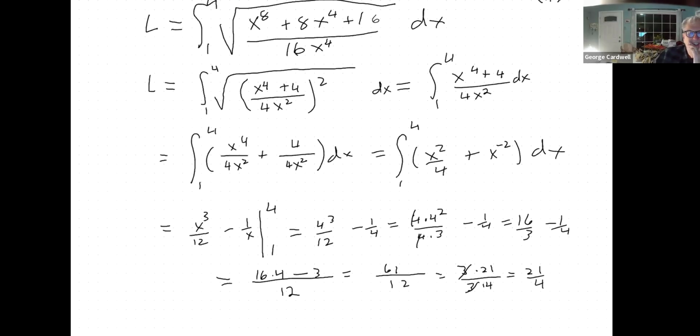Let's see here. I plugged in 4. And now we get, so the antiderivative is x cubed over 12 minus 1 over x, from 1 to 4. So I got that right. So I just messed up arithmetic somehow or another. Let's see here. So I'm good up to here. 4 cubed over 12 minus 1/4. Oh, I didn't subtract the 1, did I? That's where I went wrong. Sorry.